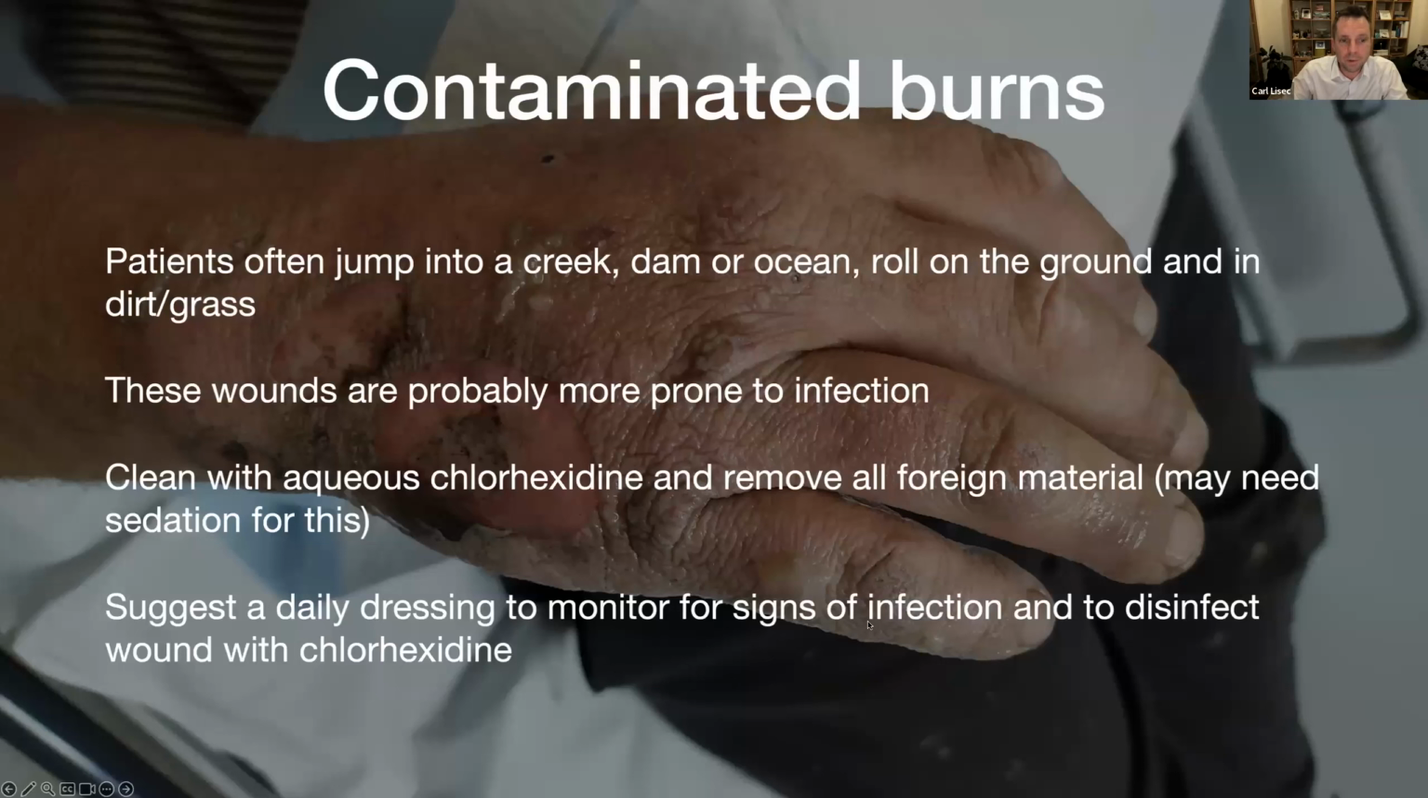And then contaminated burns, we've kind of also talked about as well. Patients often jumping into a creek, dam, ocean, rolling on the ground, etc. These wounds we know are more prone to infection. So we really have to get on top and clean these wounds well. We need to use chlorhexidine to disinfect the wound and remove as much foreign material and debris as we can. Sometimes you need sedation for this. Sometimes it's a referral to hospital to have this done.